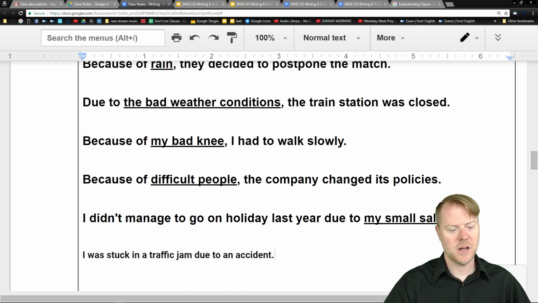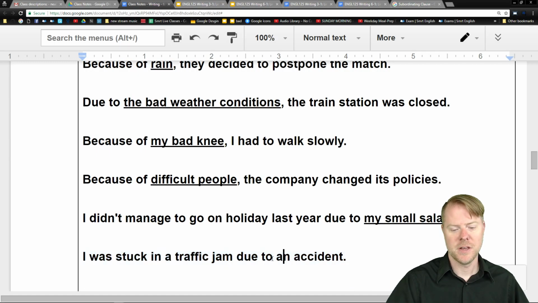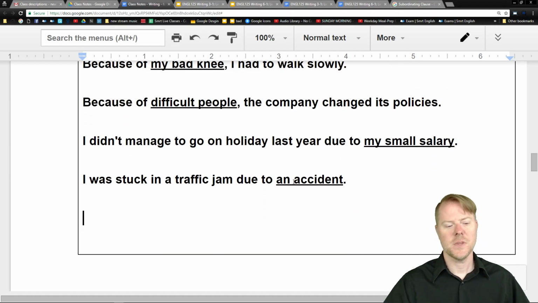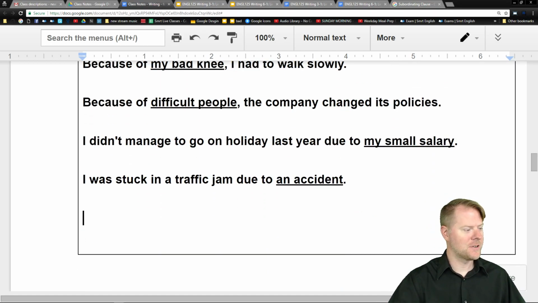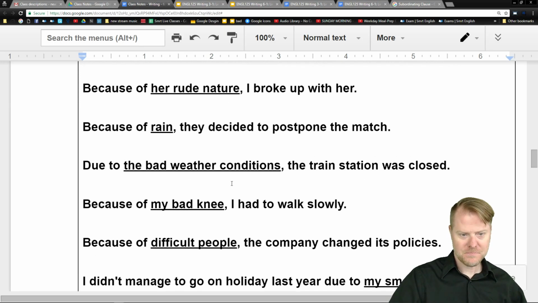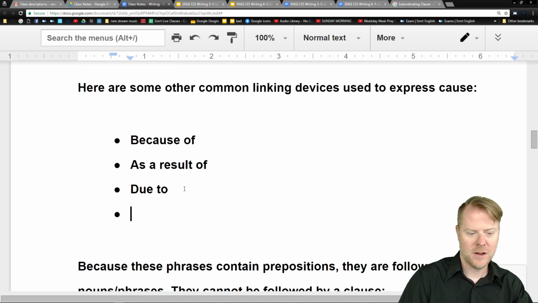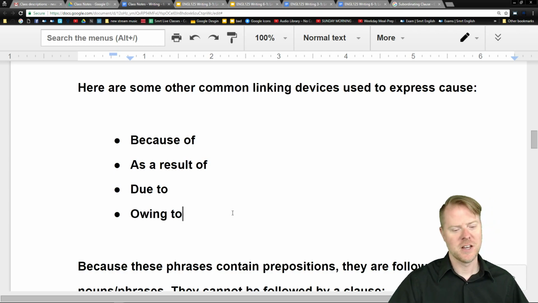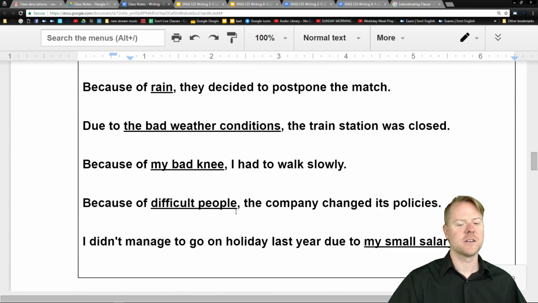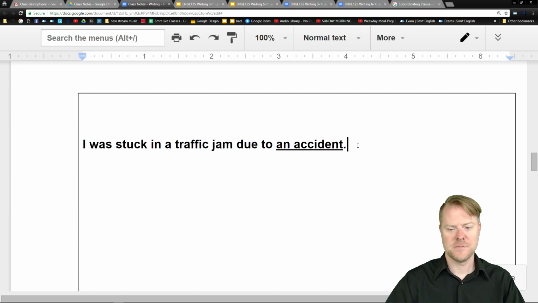Lane, you wrote, I was stuck in a traffic jam due to an accident. Again, that's correct. Just a noun phrase after. Milena, because of, owing to, and Yuan Zhang brought that up earlier. Since that's come up twice now, we could expand our list. Owing to is another linking device you can use to show cause and effect.